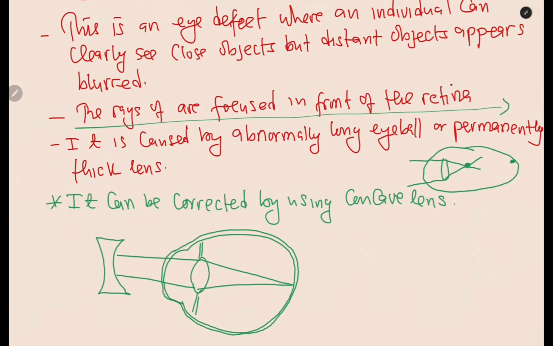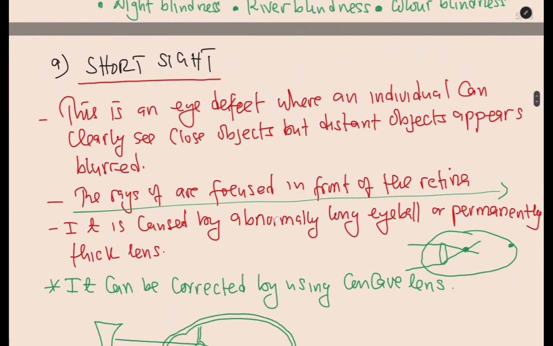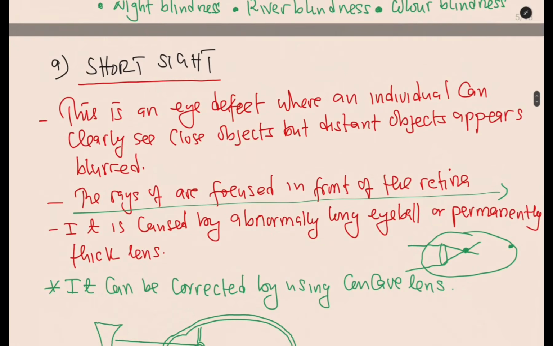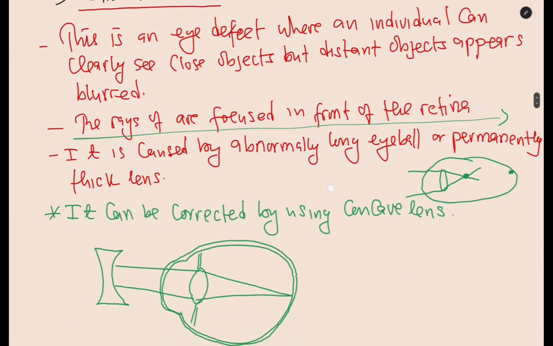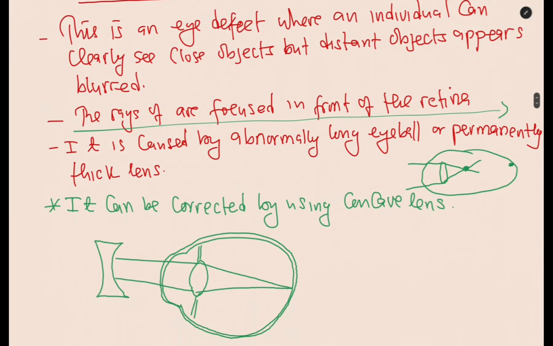But how can it be corrected? Because this can be corrected so that someone can see clearly. So you might find a question where you are asked, what is short-sightedness? What are the causes? What is the cause? Then how can it be corrected? That is a viable question. So it is corrected by using the concave lens.